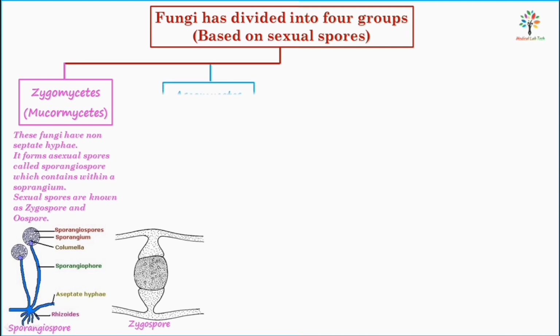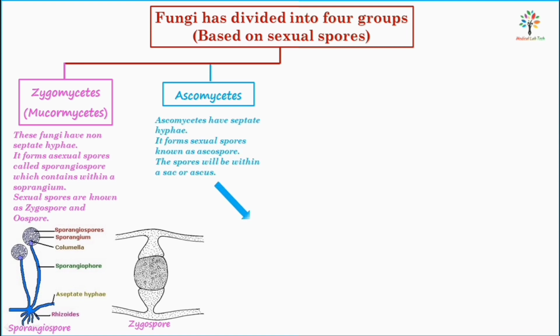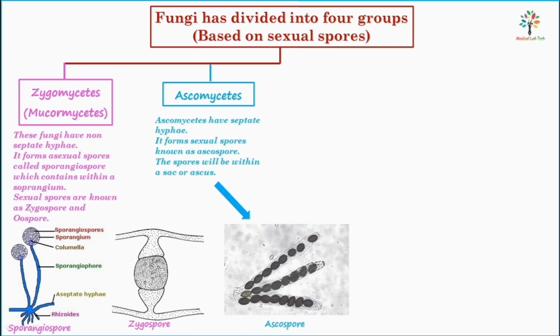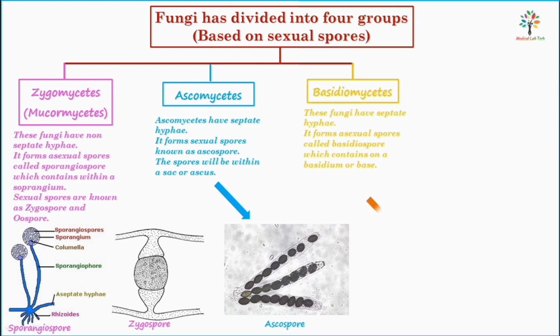Next is ascomycetes. Ascomycetes have septated hyphae. They form sexual spores known as ascospores. The spores are within a sac or ascus. Next is basidiomycetes, which have septated hyphae. They form sexual spores called basidiospores. The basidiospores are on a basidium or base.